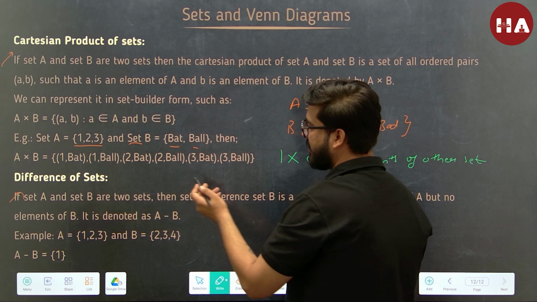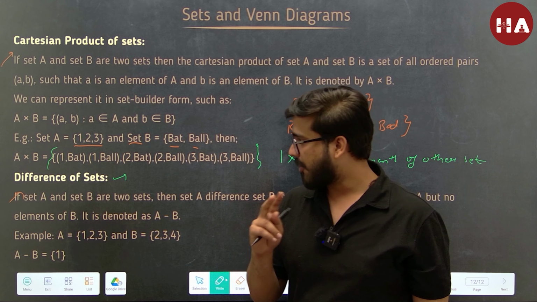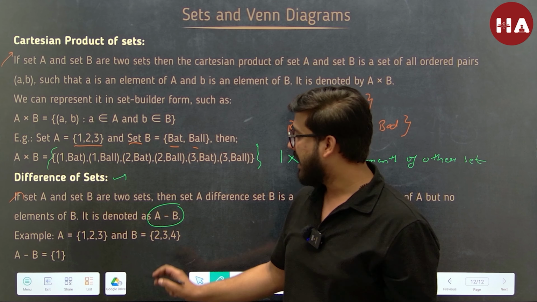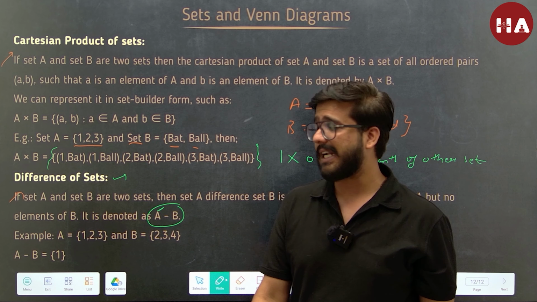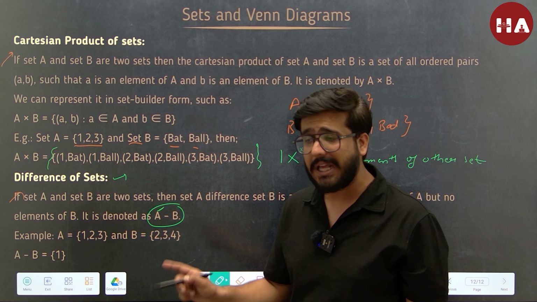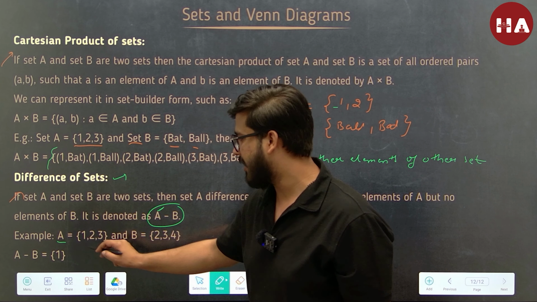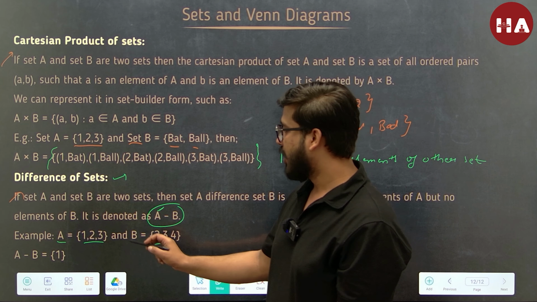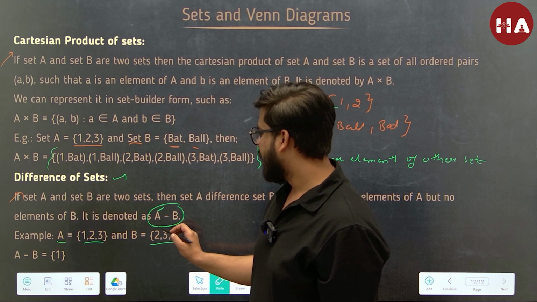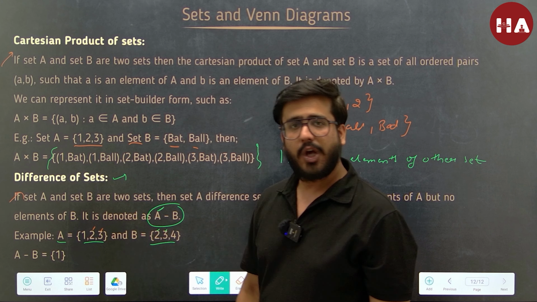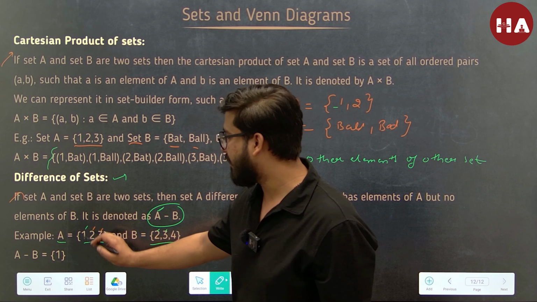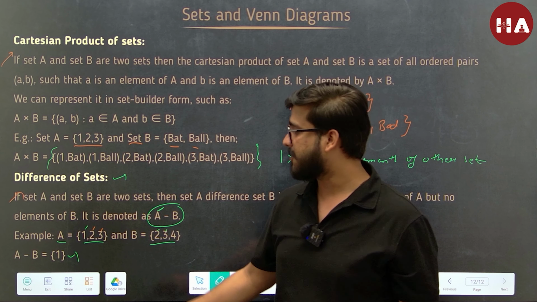Okay, now what's a difference of sets? So difference of sets means you have to see what operation you have been given. If I am writing A minus B, I have to see what elements are left in set A after the common elements in A and B have been removed. For instance, A comprises 1, 2 and 3 and B comprises 2, 3 and 4. So 2 and 3 are common in both, so 2 and 3 will be eliminated, and what element is left in A? Only 1 is left. So for the operation A minus B, the answer would be 1.